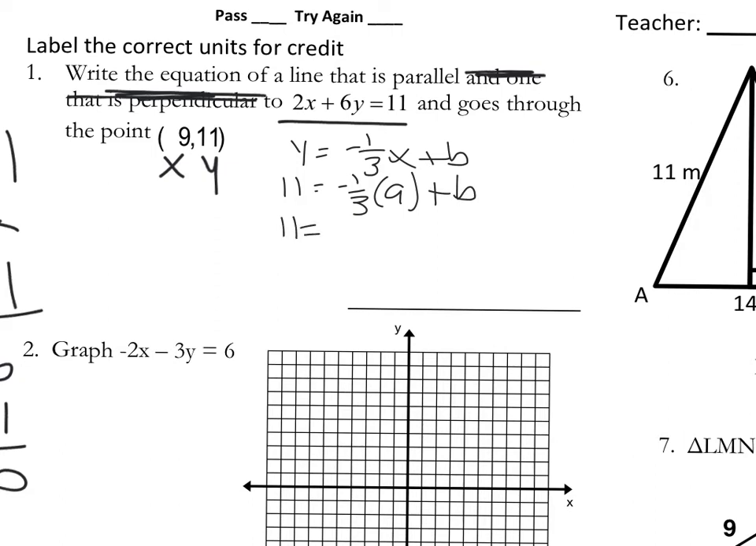Well, negative 1/3 times 9, so what is 1/3 of 9? 3. And it's got to be negative, because a negative times a positive is a negative. And then I'm going to add 3 to both sides, so I get 14 equals b. My y-intercept is b, and my slope was negative 1/3. So y equals negative 1/3 x plus 14.